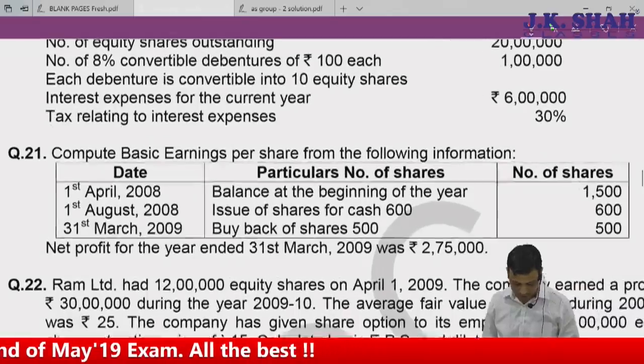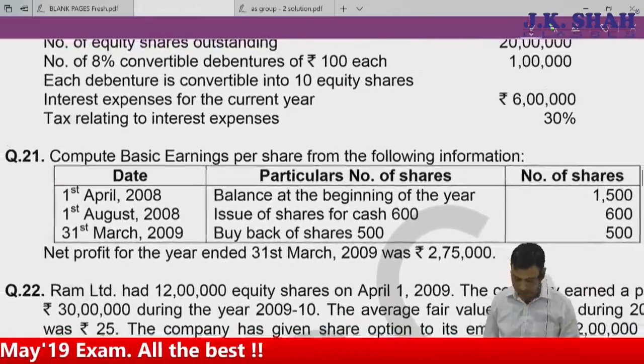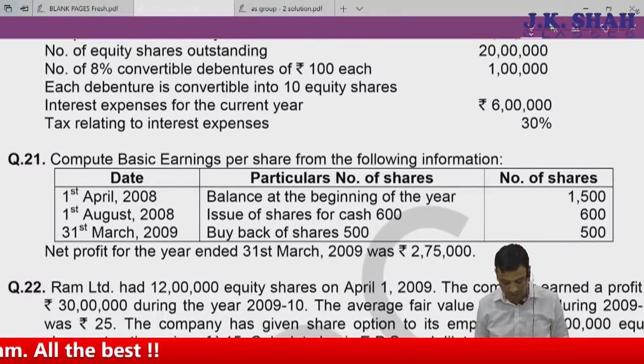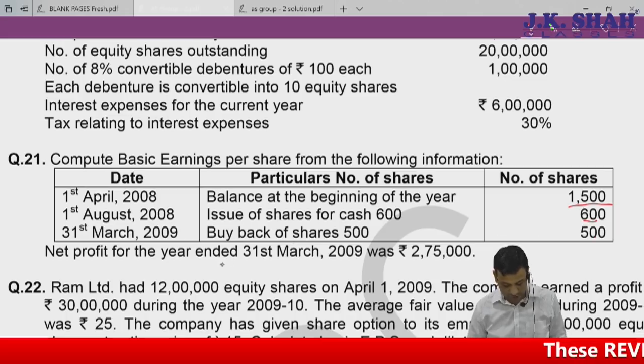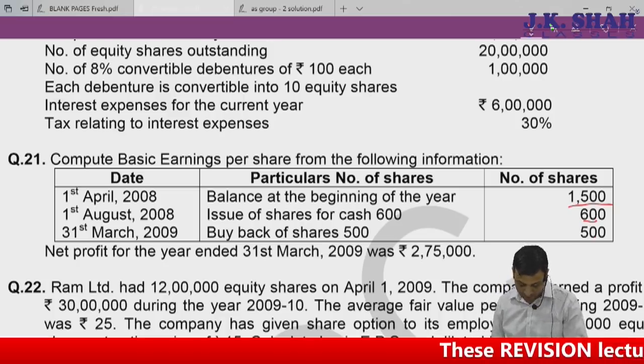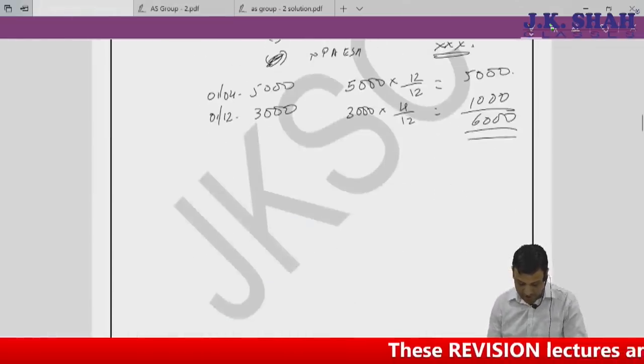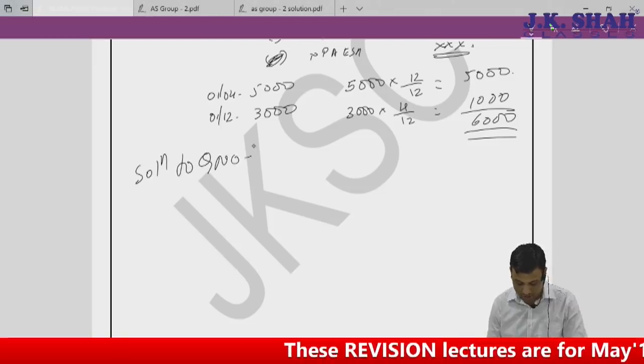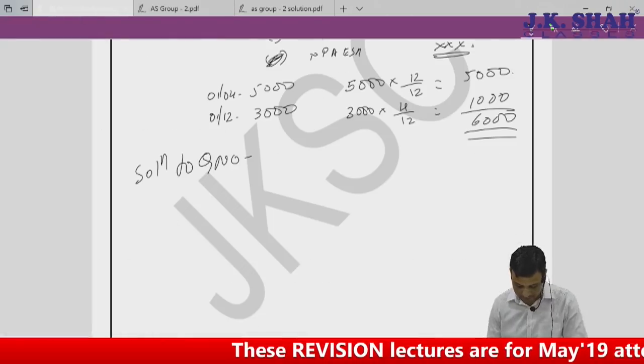Okay, question number 21. I'll do it simultaneously so that the examples will resemble this. On 1st April the balance is 1,500 shares. On 1st August there is an issue of shares for cash, 600 shares have been issued. You have bought back 500 shares. On 31st March your net profit is 275. I'm just doing the solution to question number 21.